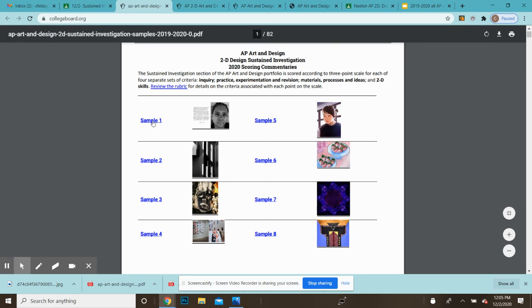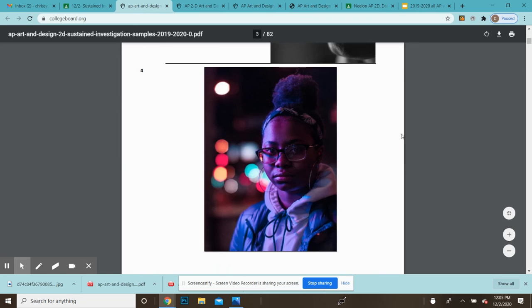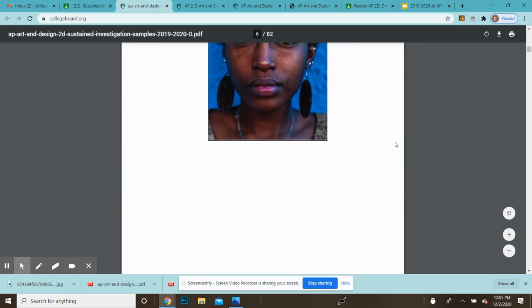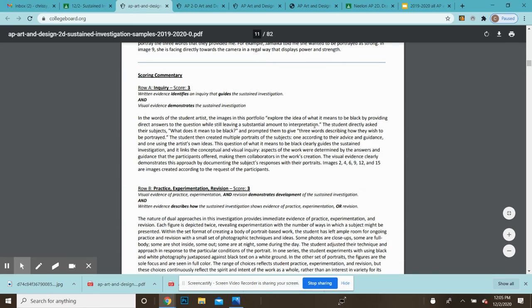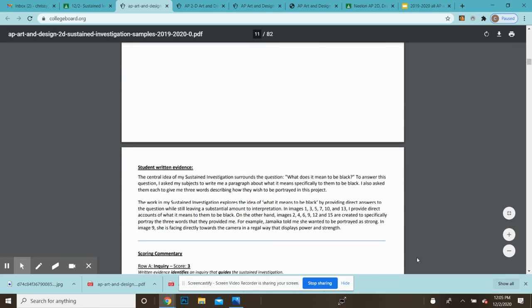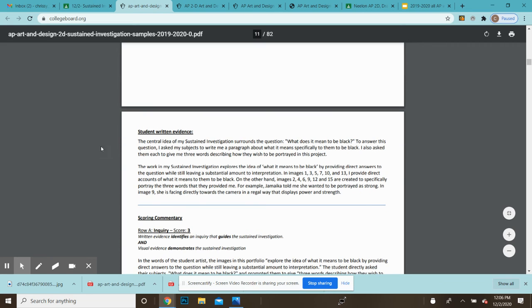And here is the examples of the sustained investigation. And if you go through those and you go to the end, it actually has what the student wrote as their blurb. Did they answer the question? And you need to have a question with a question mark. And you can see that they talk their way through it.